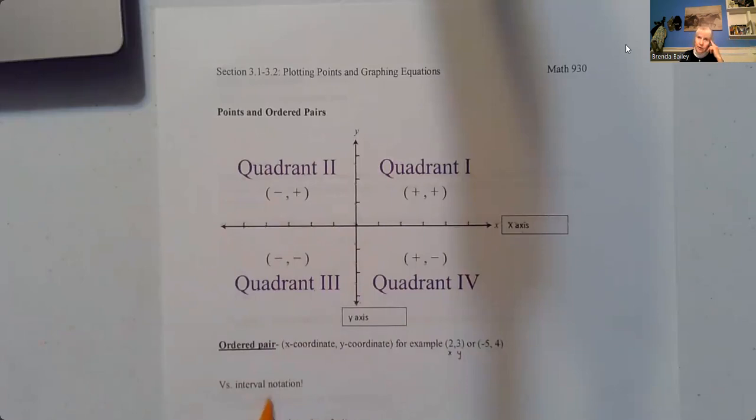Now, interval notation. Some of you may have seen interval notation. If you haven't, that's okay. We'll be talking about it later extensively. The thing is that interval notation looks like an ordered pair, but interval notation just means numbers between like 2 and 3, or numbers between -5 and 4. So interval notation and ordered pair look alike, but you'll know which one you're doing according to the problem. They'll tell you, write this in interval notation. You'll understand that later.